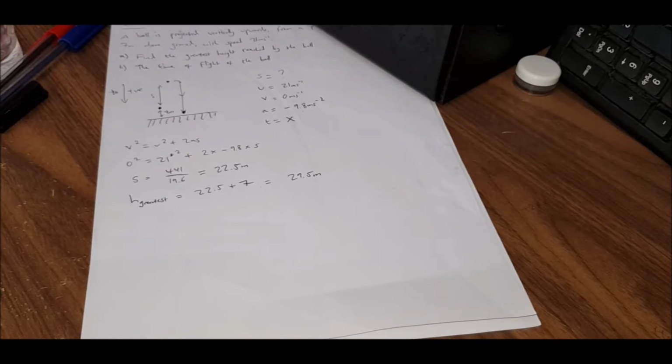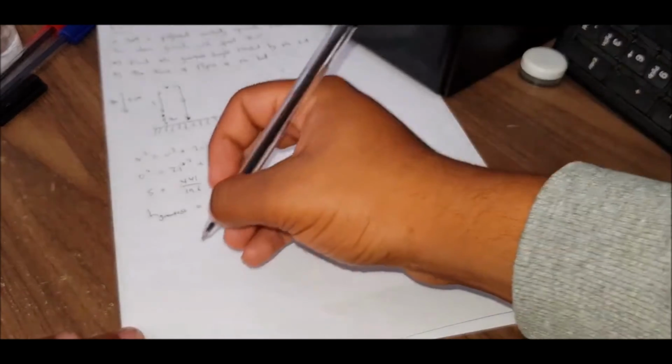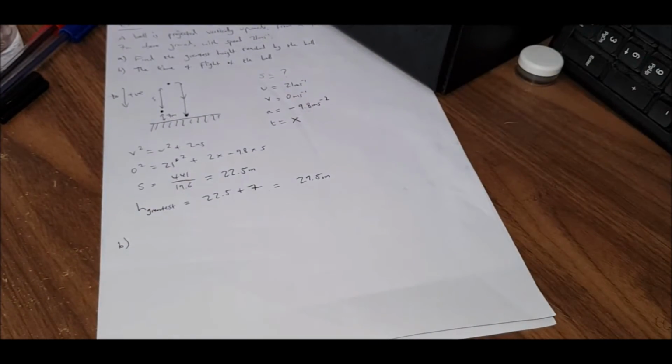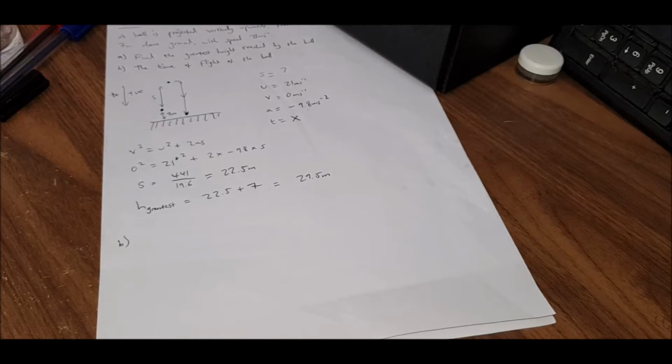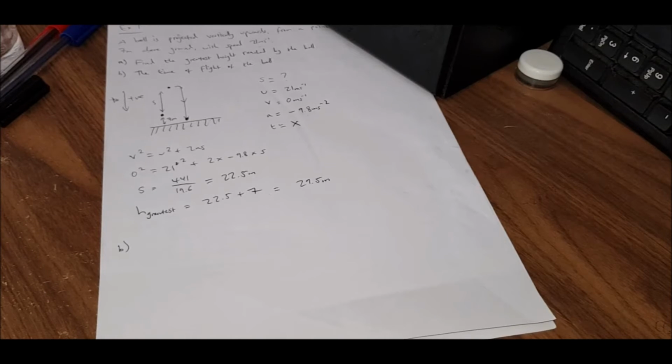So question B, let's do this. The time of flight of the ball. Time of flight, the total time of motion. So the time of flight is the total time that the ball is in motion from the time that it's projected to the time that it stops moving. Here the ball will stop when it hits the ground.